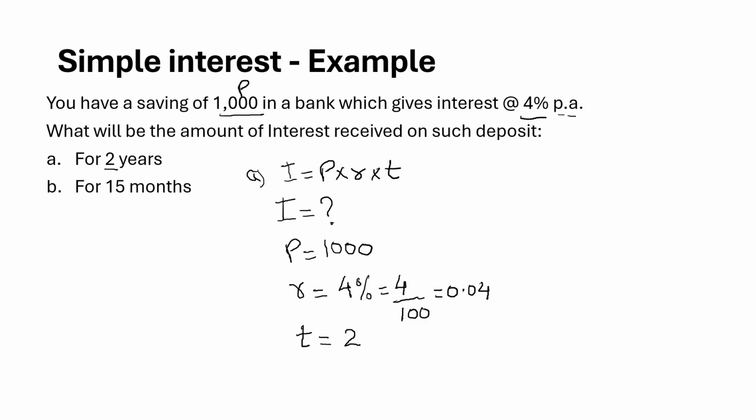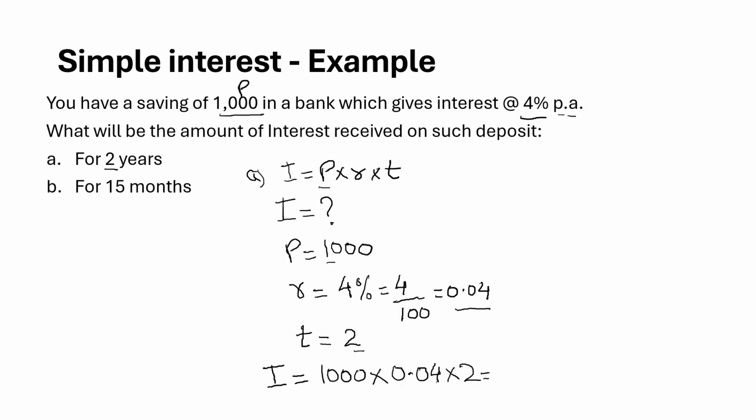Now just substitute in the formula. My formula is I equal to P. See here, P. What is my P? My P is 1000. So 1000 multiply by R. How much is my R? We will take this number 0.04, multiply by T, which is my time period. My time period is 2. So we will write 2.